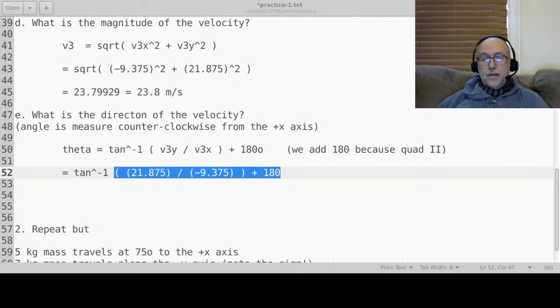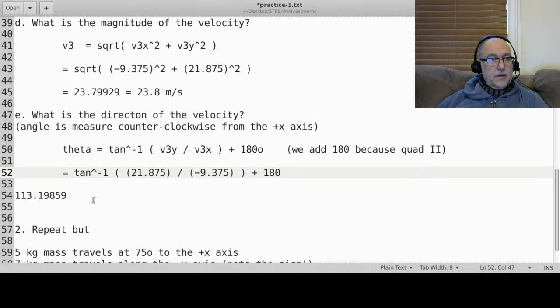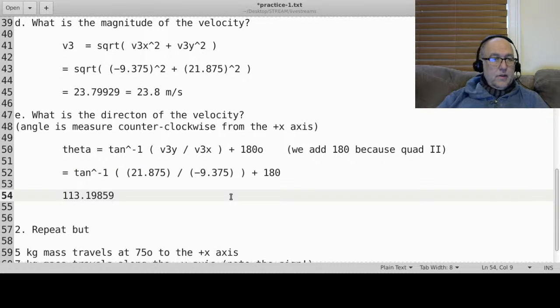So this should work. Is it going to work? Yeah, it did. Good. It's going to equal 113 degrees. That's got way too many digits, so round it off to 113 degrees.